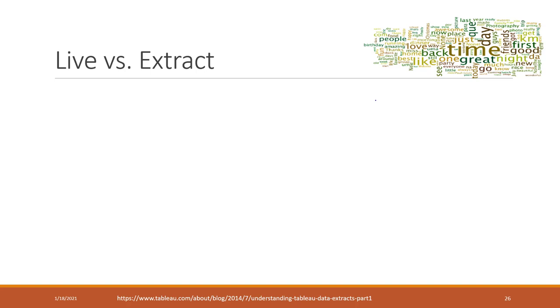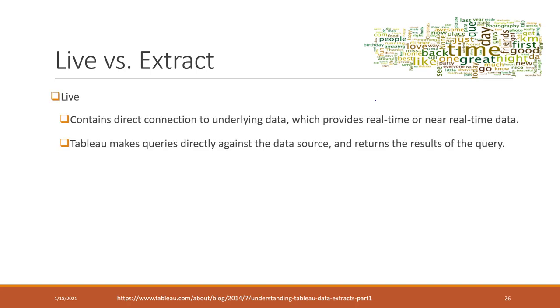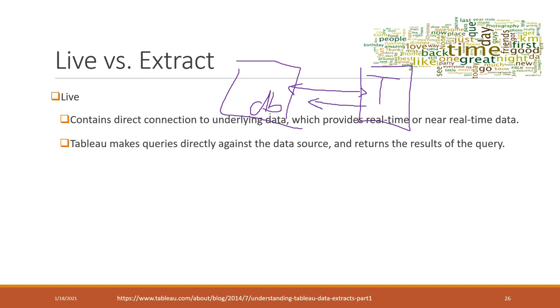Another concept is called live versus extract. I think we also mentioned that a little bit in the previous lab. Live means that Tableau will make a direct connection to the data. For example, this is Tableau, and this is our database. We can build a live connection. That means when you want to make some visualizations, Tableau will send out a query to the database or the data warehouse, etc. The database or data warehouse will run the query and return the required result to Tableau. And Tableau will present the result in a chart, like a bar chart, pie chart, etc. That is what we call the live connection.